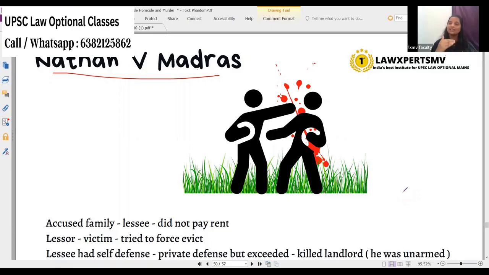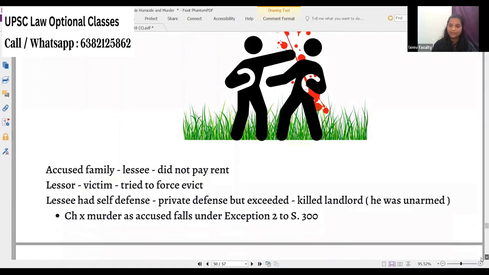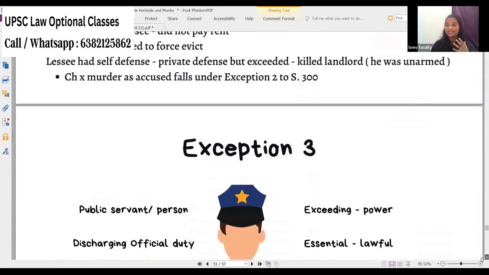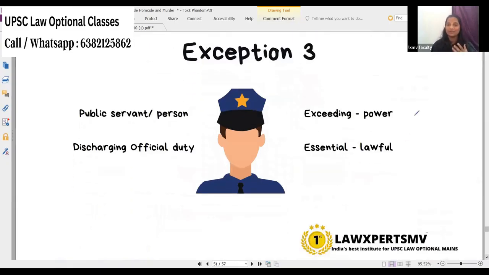Although he reacted only when the landlord was forcefully trying to evict his family, it is for private defense. He exceeded the limit of private defense because the landlord was totally unarmed. He did not bring a lot of people to chase them away either. He was the single person who came there. So he exceeded and killed him. Now yes, it will be coming under murder, and also he'll be falling under this exception. So he is charged only for culpable homicide and not for murder. You get the point? These are important. That's why I'm again and again asking whether you understand.